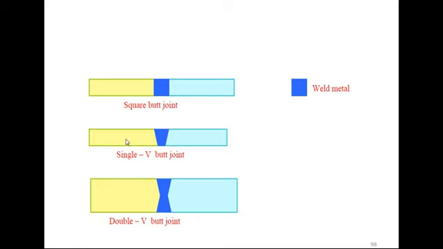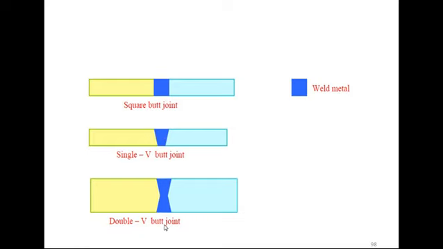The next one, the second one, is a single V butt joint. So single V butt, why? Before joining these two plates, we first cut here and here with an angle, so that whenever we put the plates together, we will see the V shape in between. And in between this we are going to fill the filler material, and this is called a V butt joint.